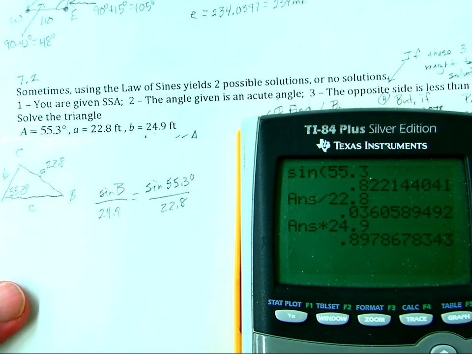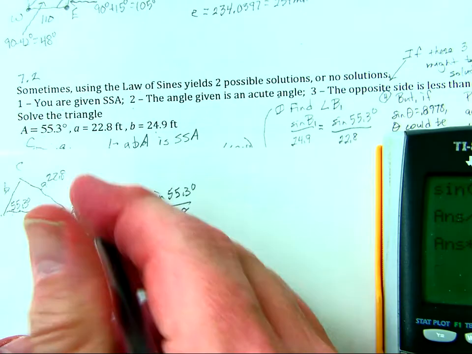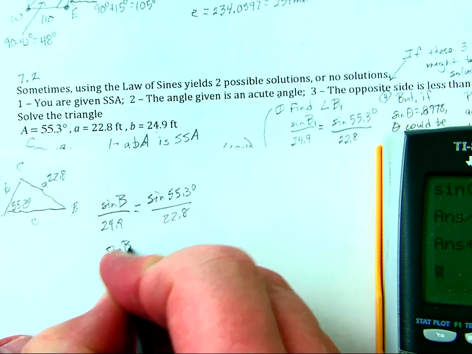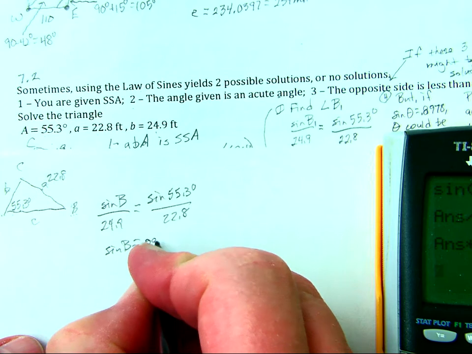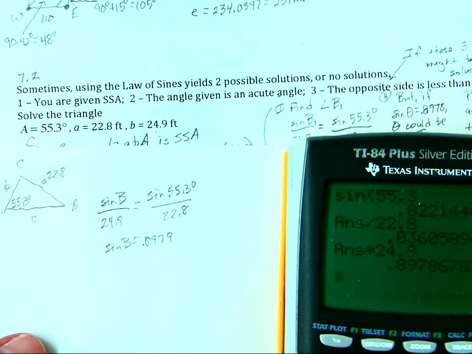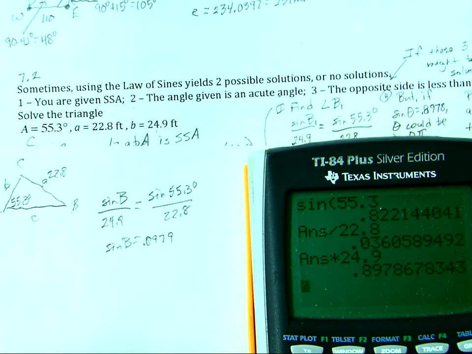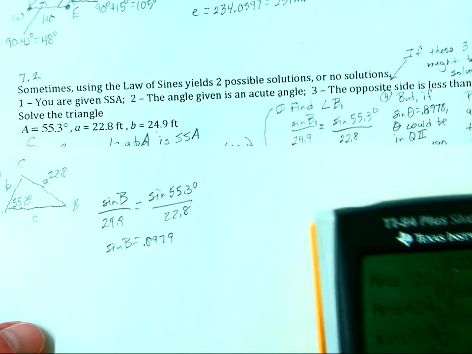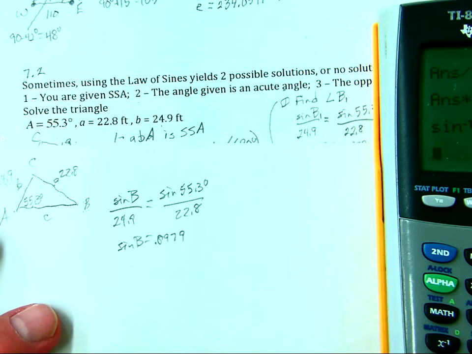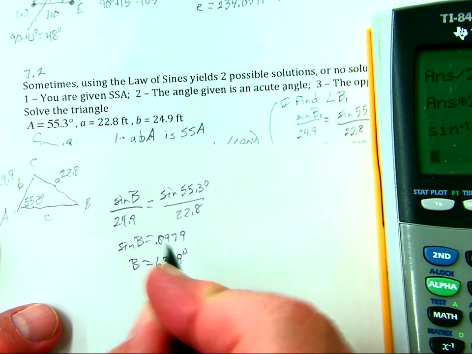And I get 0.8978. So we have the sine of B equals 0.8978 or 0.8979. We did one just like this last week. Now, to get rid of sine, we need to do the inverse sine. So we take second sine, second answer, and it tells us that's 63.879 degrees. So angle B is 63.9 degrees.